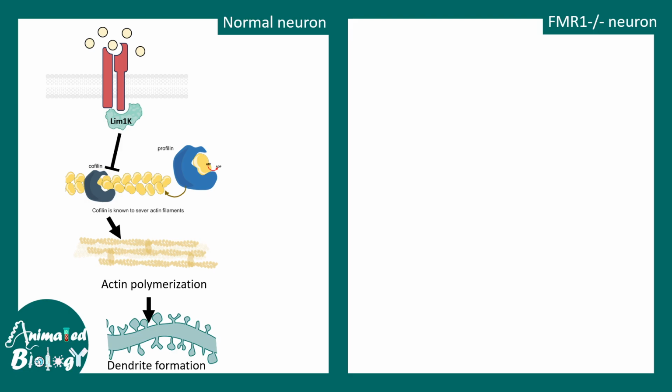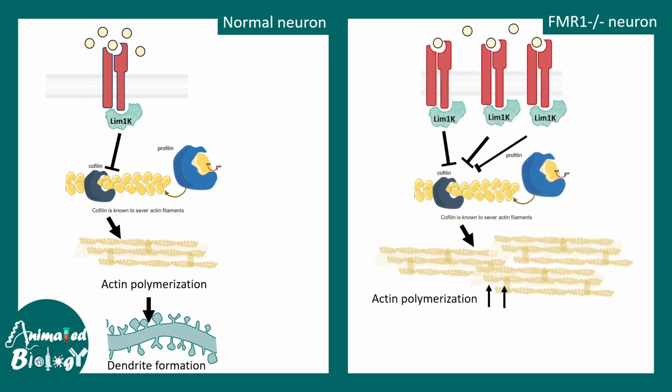So what happens in FMR1 knockout, or when there is mental retardation, when FMR protein is non-functional, is basically LIM1 kinase poses a strong inhibition on cofilin. That means the actin cannot be severed. That means there is more and more actin polymerization, which leads to an altered dendritic formation. So this is still a speculation that altered actin polymerization is associated with altered dendritic spine formation. So I have linked an article which describes all these detailed things in the description.